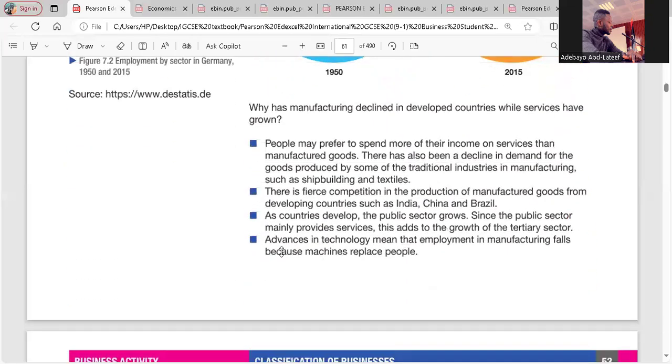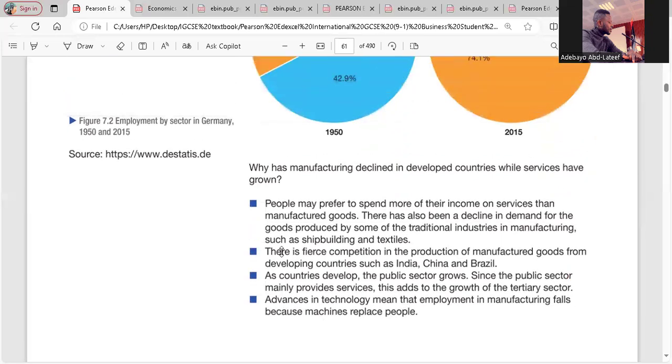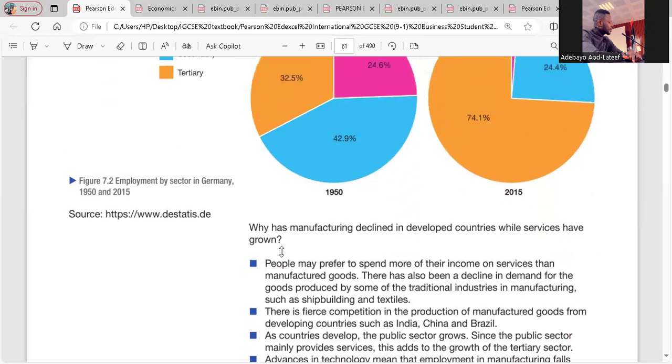So how do you base a developed economy? You base it on the kind of sector it operates, where it has the largest population. If the largest population is in the tertiary sector, the economy could be considered a developed economy. If it is in the secondary sector, it can be considered a developing economy. And if it's in the primary sector, it is a less developed economy. Is it clear?